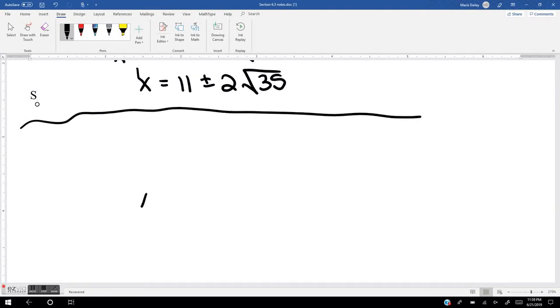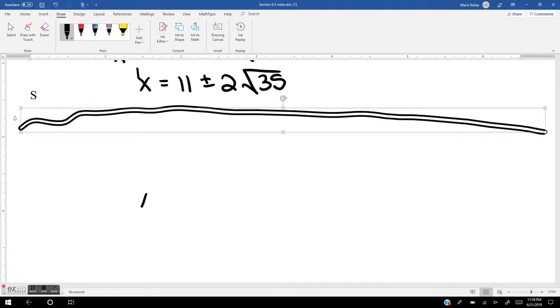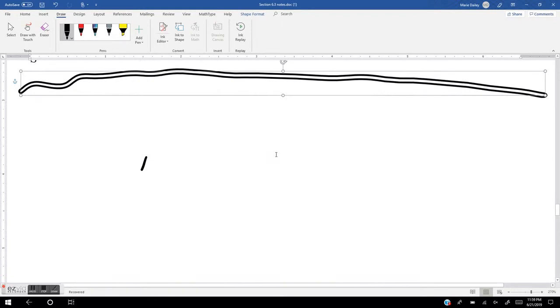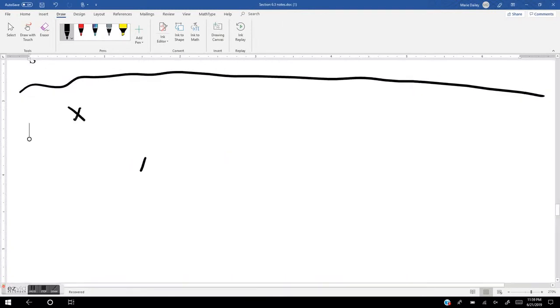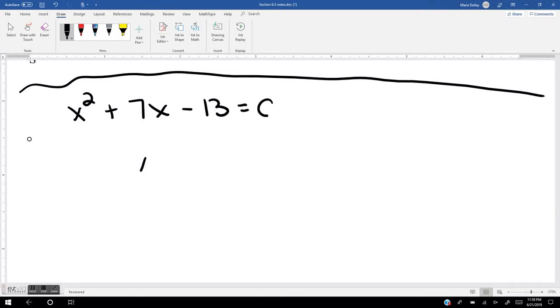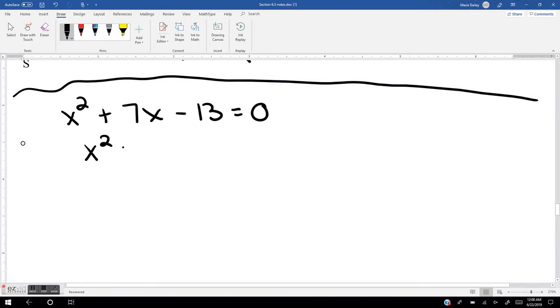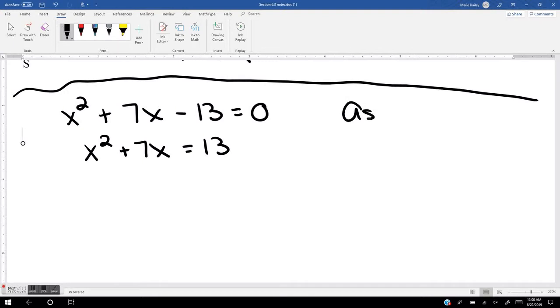Now, let's go ahead. Quadratic equations can be solved no matter what using completing the square. So if I have something like x squared plus 7x minus 13 equals 0, obviously this is not going to be factorable. We have a equal to 1, so that's all fine and dandy. So we can go ahead then add that 13 to the other side.